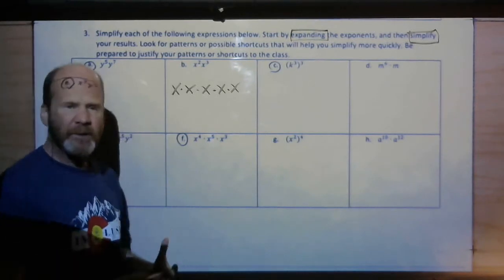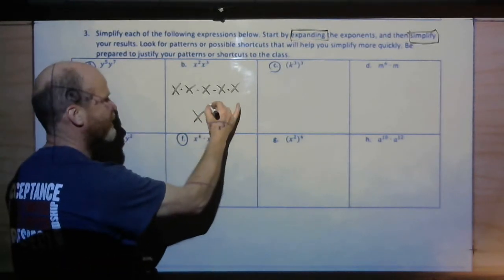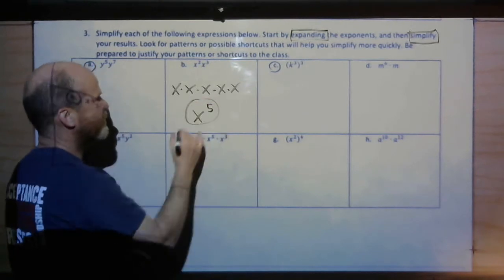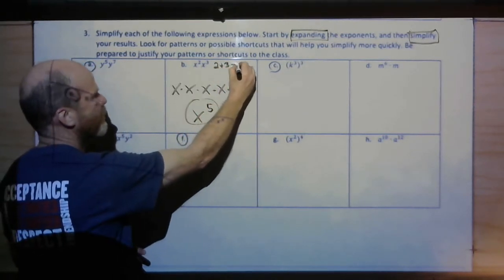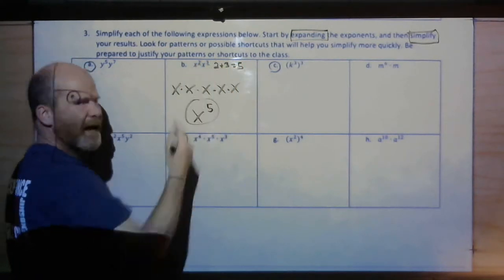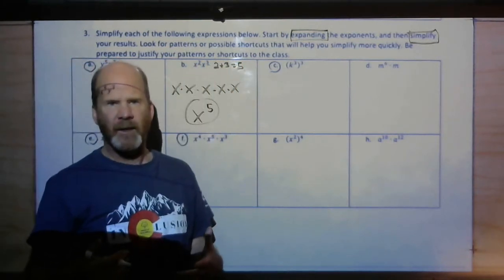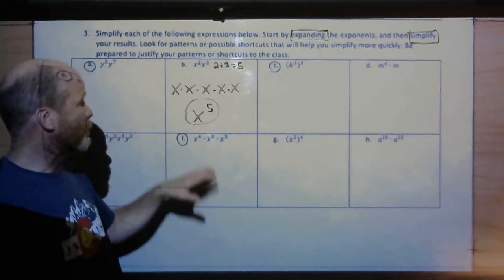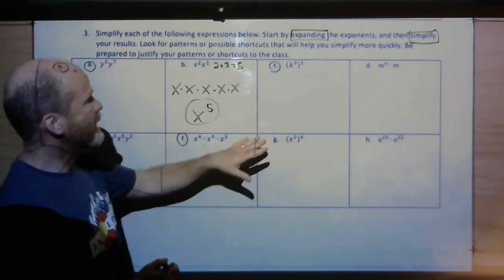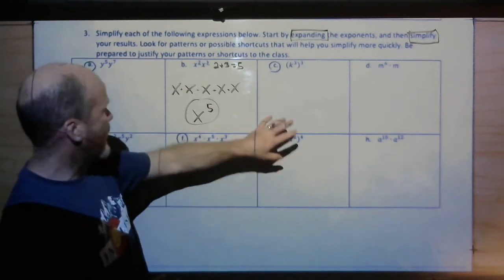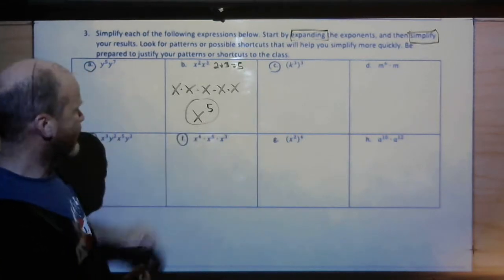Now what you're probably noticing is that if we do simplify this, we get x to the fifth, because 2 plus 3 equals 5. So if I added the exponents, it's a faster way to do it. So maybe I didn't have to do all this expansion here. Let's take a look at this one right down here.